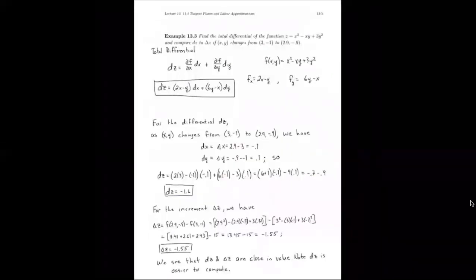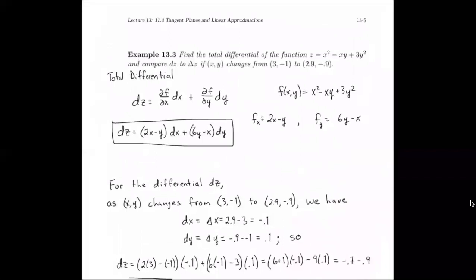Okay, find the total differential of the function z equals x squared minus xy plus 3y squared. Compare dz to delta z if (x, y) changes from (3, -1) to (2.9, -0.9). Okay, so we need to recognize what we're looking for and what we've got. They want us to find the total differential. This is the total differential from the formula on the previous page. So write that down to give us a clue as to where we need to head.